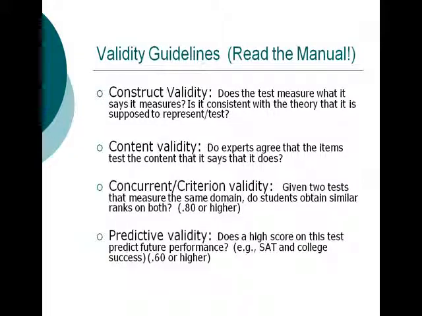Predictive validity means, does a high score on this test predict future performance? So, for example, if a student gets a high score on an ACT, does that predict college success? Predictive should be 0.6 or higher. And by the way, the ACT only predicts freshman grades. It does not predict persistence in college or success at college. Isn't that interesting? Really? Oh, yeah. It was designed to predict freshman grades, and it does that well, but we need something else.